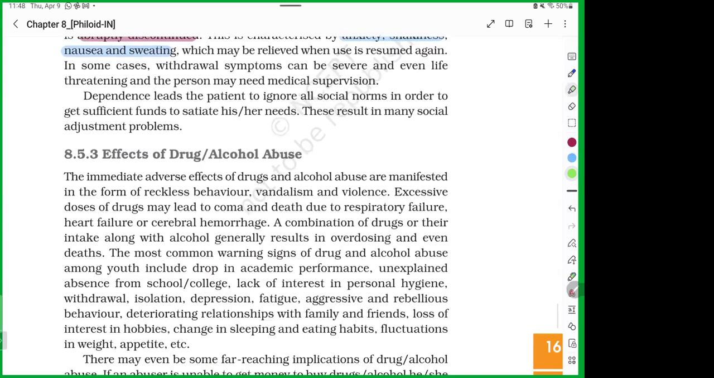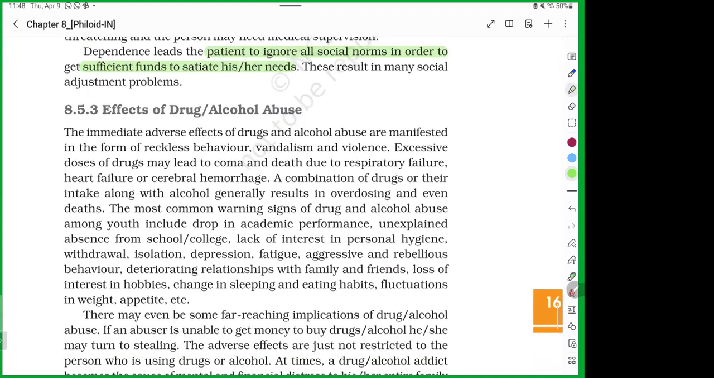So dependence leads the patient to ignore all social norms to get sufficient funds to satisfy their need, and may lead to many other problems.